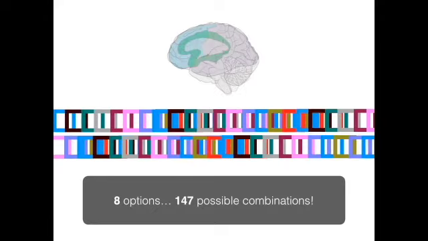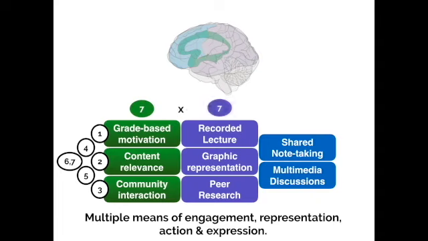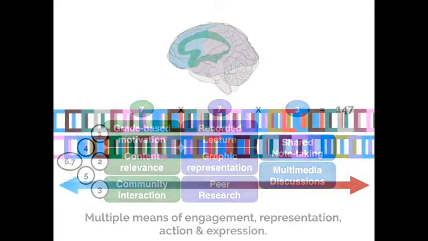That's incredible. You might not believe me, so let's go back to the math. They could choose grade-based motivation, content relevance, community interaction, the first 2, the last 2, the first and third, or all 3. There are 7 combinations that they could make just for engagement. Same thing for representation. And then there's the 3 for how they take action or express themselves. We multiply across and see that there are 147 possible combinations.